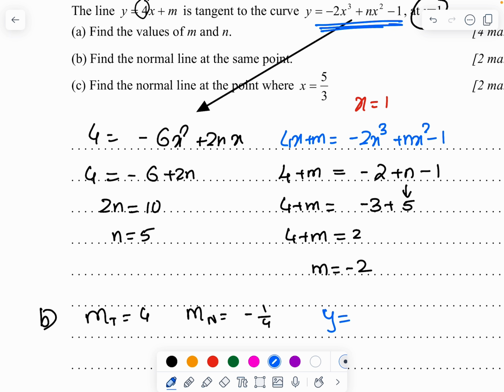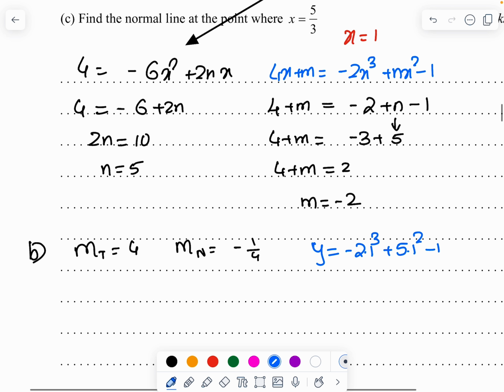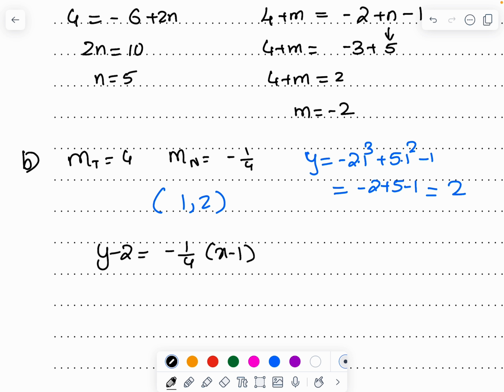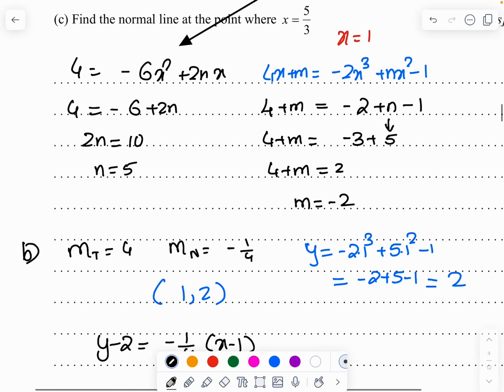The y value will be negative 2 times 1 cubed plus n, which is 5, times 1 squared, minus 1. That's going to be negative 2 plus 5, minus 1, which is 2. So the point is going to be (1, 2). So the equation will be y minus y1 equals m times x minus x1. You can leave it like this, or you can simplify it further.